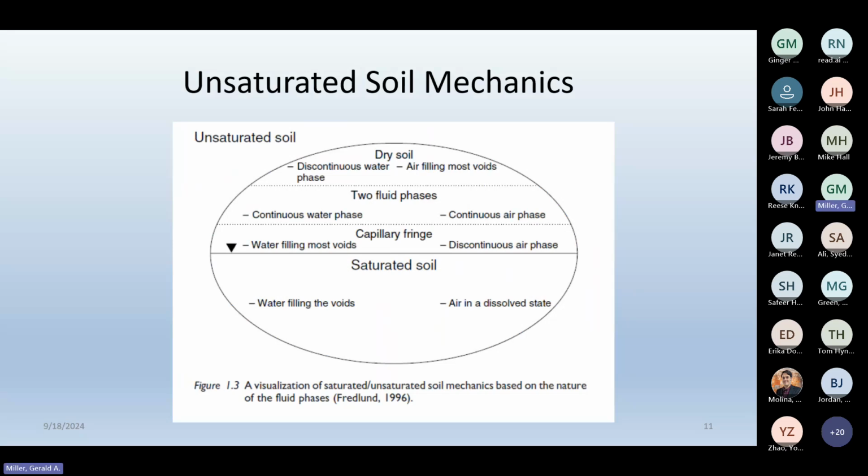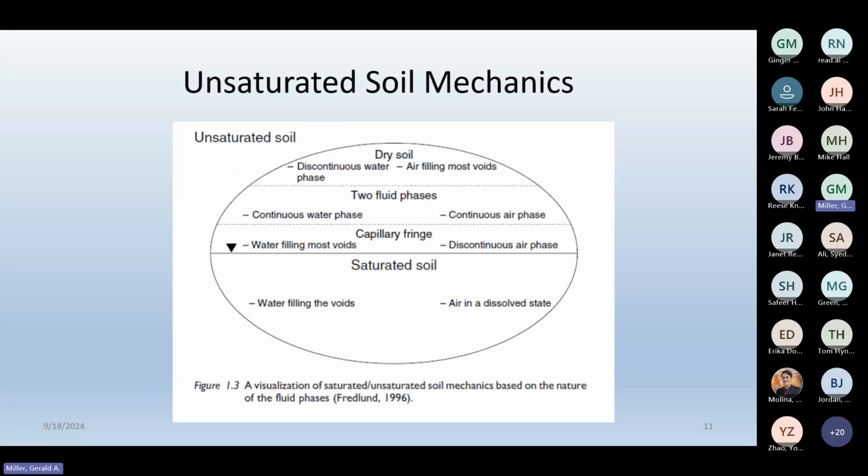In the capillary fringe, you may have a discontinuous air phase, which basically means there are bubbles of air in the water. And then above the capillary fringe, you have primarily two fluid phases. The air and the water phase can be continuous, which means that you have continuous pore air channels and continuous pore water channels within the soil. And then if it gets really dry, you can have a discontinuous air phase.